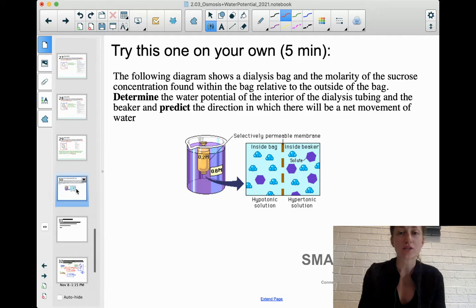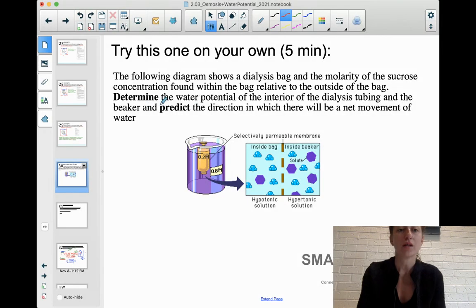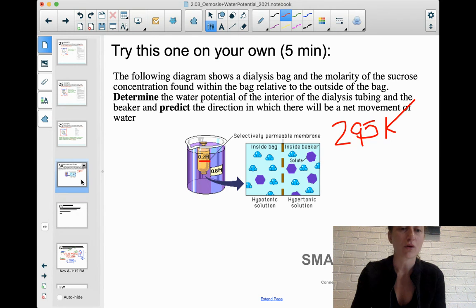Great. And now I want you guys to try this on your own, and I want you to record your answer in the Edpuzzle so I can see where we're at. You're determining the water potential of the interior of the dialysis tubing, which is here, and the beaker, and predict the direction in which there will be the net movement of water. Assume room temperature at 295 Kelvin. Go ahead and record or use your notes to work out the answer, and then record your final answer in full sentences in the Edpuzzle.